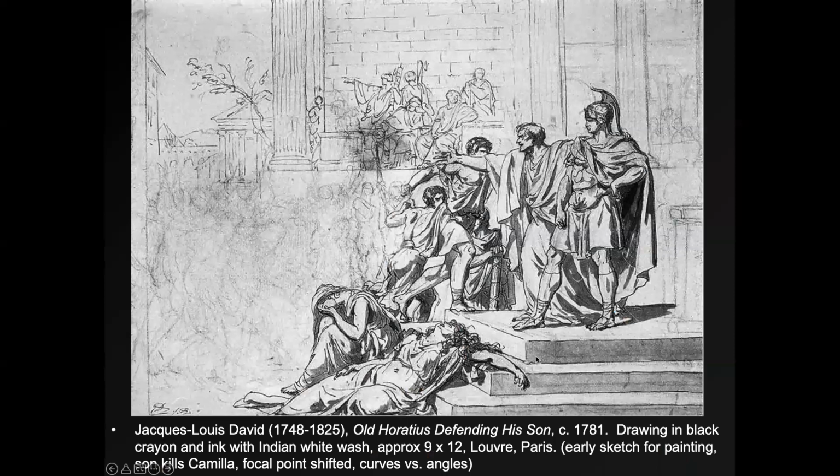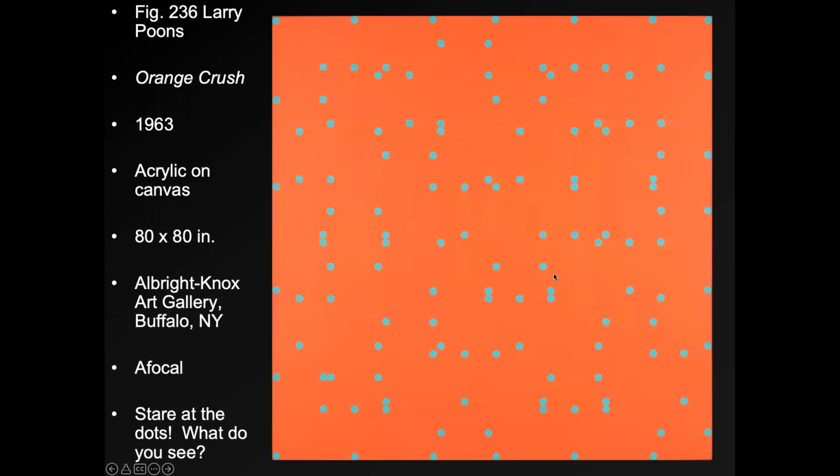So you can see how he had another part of the picture where we have a different kind of balance. The focal point is shifted upwards. We have a bunch of figures over here that are lighter, and then this kind of pyramid that leads up to the victorious Horatius's son. And he's looking pretty proud of himself right there. So this is an early sketch for a painting, and the painting ended up a little bit different than that.